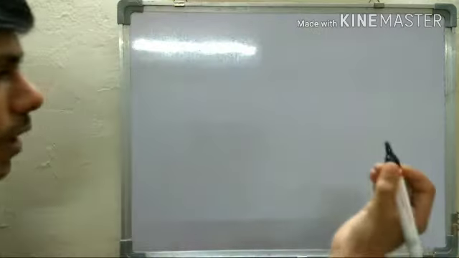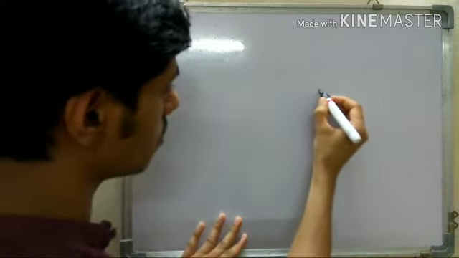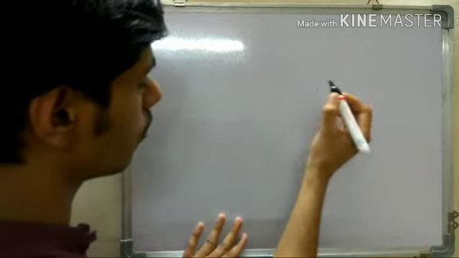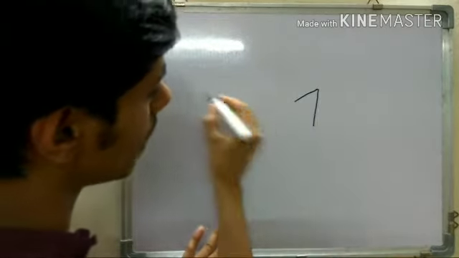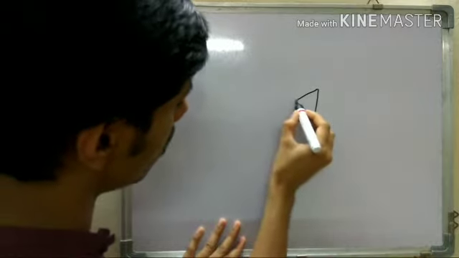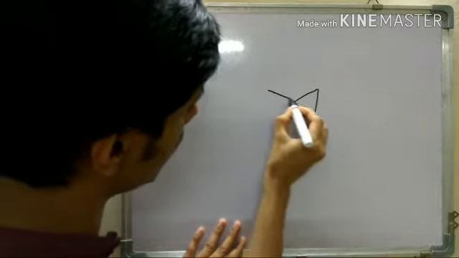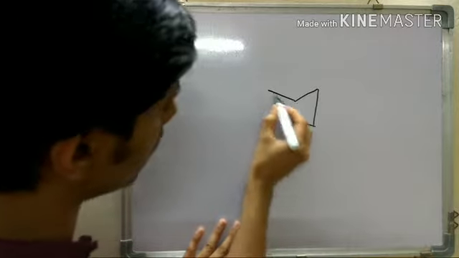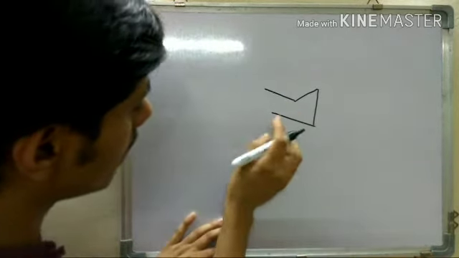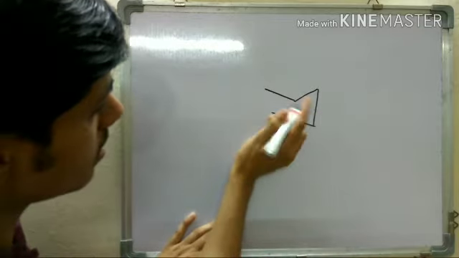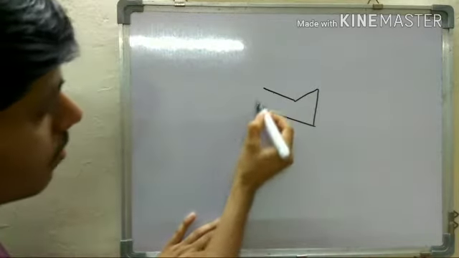So the simple way of drawing cyclohexane chair form is, first draw any point here. So let's say you have a point here and draw an angle like this. Okay, now from these two points add two lines which should be parallel to each other. You can see these two lines are parallel to each other and their length should be the same. So this length and this length should be the same. You can see these are the same.